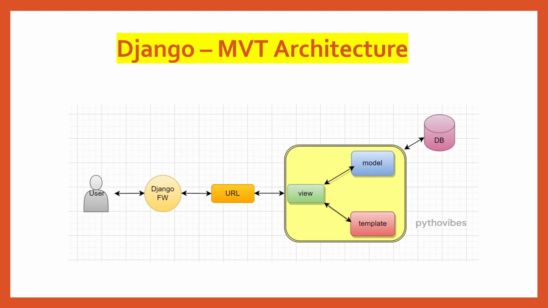Let's get started. In Django, we follow the MVT architecture, which stands for Model View Template. Here, the model handles the data logic, representing the database schema and performing operations like database queries and data manipulations. The view processes the user request, contains the business logic, interacts with the models, and returns the appropriate responses. And then next, the template defines the presentation logic, specifying how the data is displayed to users through HTML templates.